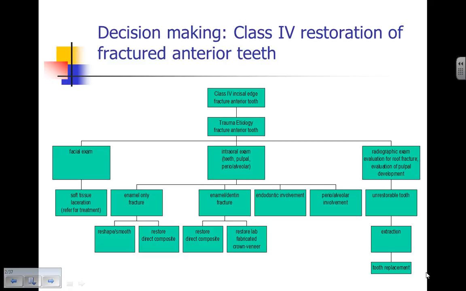We might consider replacing it with a 3-unit fixed partial denture using the adjacent teeth as abutment teeth to hold the pontic. We might make the decision to replace the missing tooth with a removable partial denture. So we have a number of different treatment options that are available to us to replace that tooth that's been unrestorable.